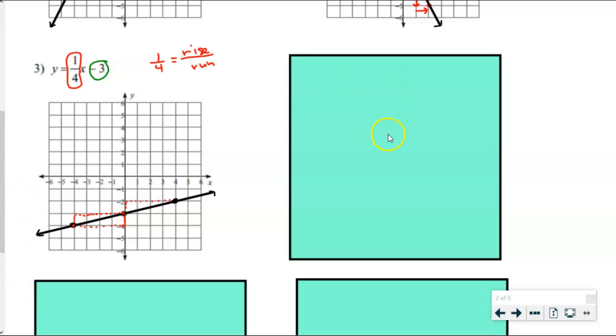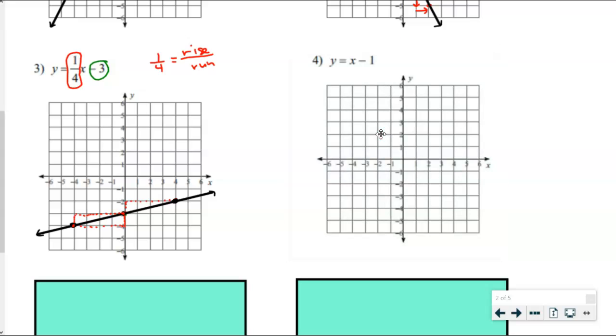Here is your next one. So erased marker board, so you're ready to go fresh and clean slate. And here is your next one. You're going to graph y equals x minus 1. Pause the recording. You guys graph it on your paper while students in class graph it on their marker boards. All right. This one was an interesting one.